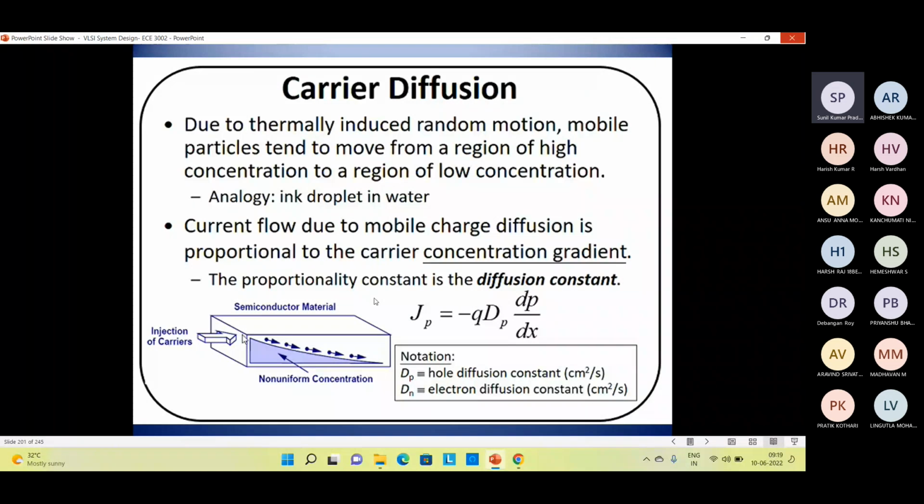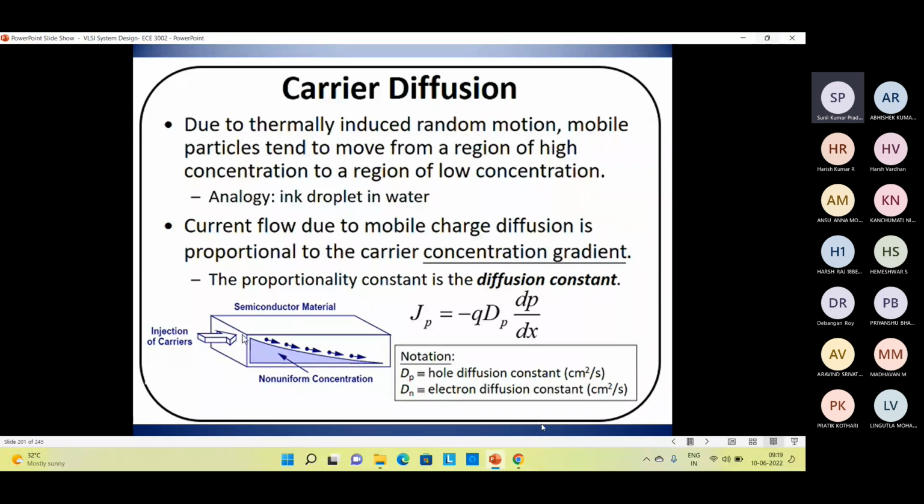Drift current is due to the application of an electric field, which I have just told you, and diffusion current is due to the concentration gradient caused by thermally induced random motion. The electrons will move from a region of higher concentration to lower concentration, and the current associated with this concentration gradient we call diffusion current.